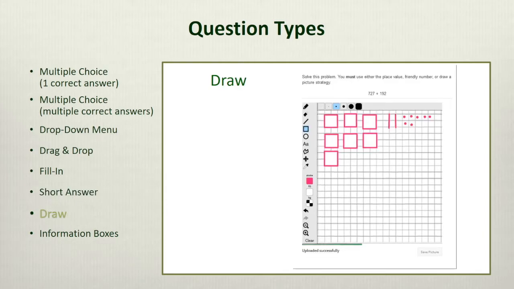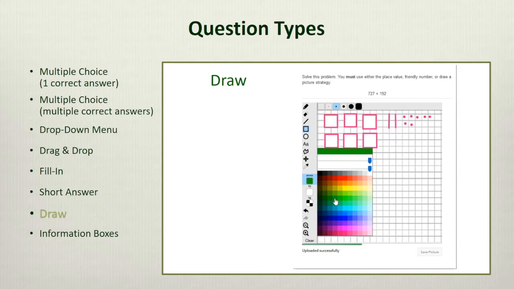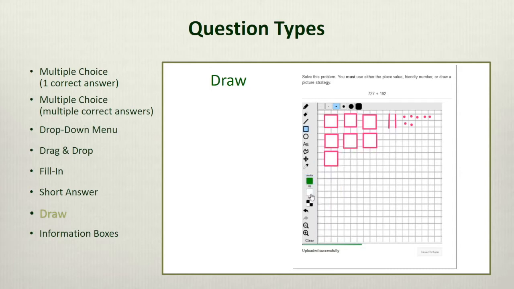Some questions will require students to draw models to show their thinking. There are a variety of tools and options available for students to use. In this example, a student will show how to add 3-digit numbers using the draw a picture strategy. The student has used the rectangle tool to draw squares for hundreds, the straight line tool to draw tens, and dots to represent ones. I'll continue to work on the problem using the same tools to show you how to use them. I'll start by changing the color of the stroke, the outline. I'll choose green. I'm also going to change the fill color from white to clear.